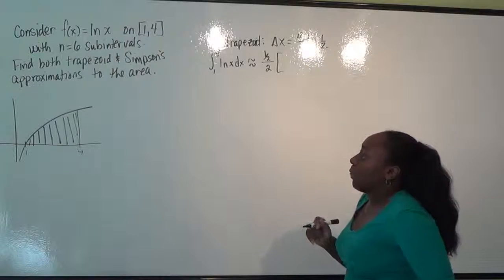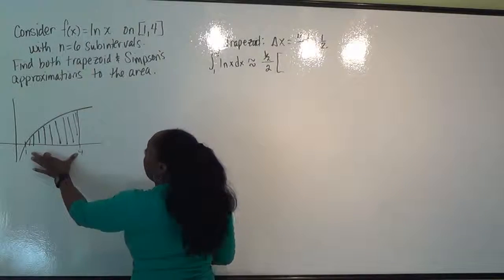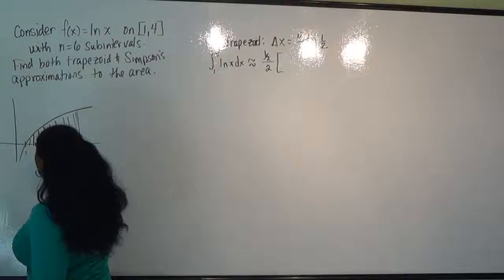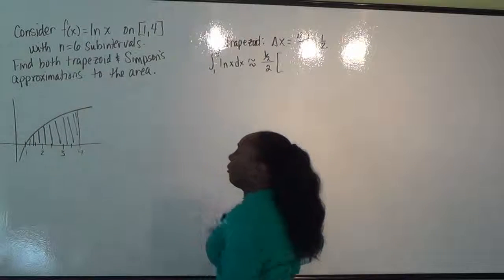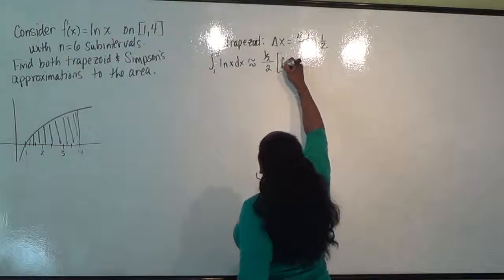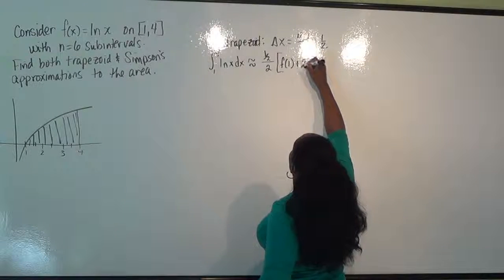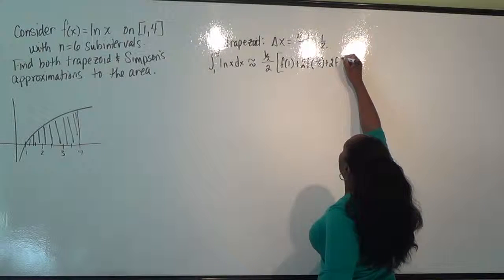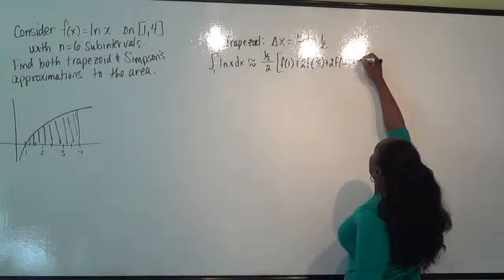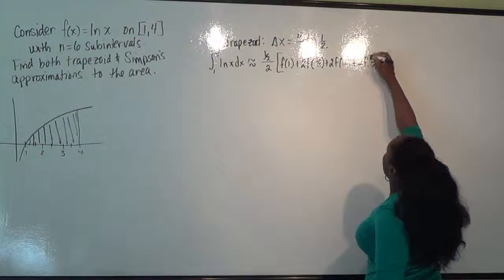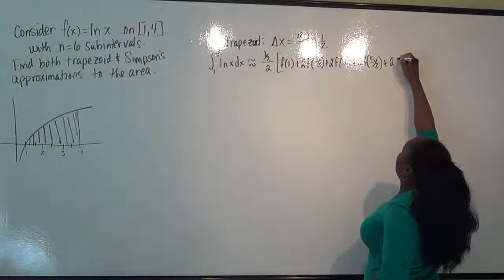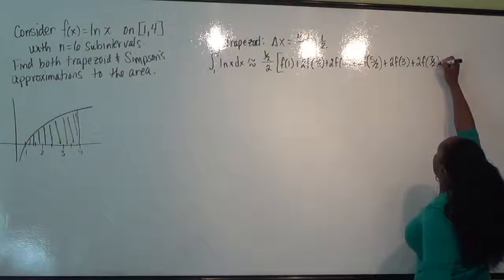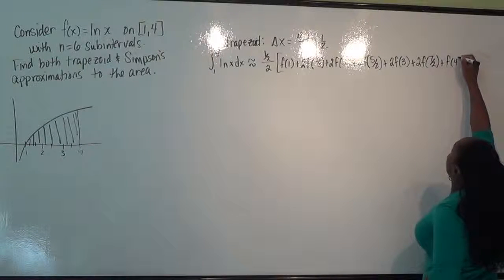Now we need to find those endpoints. Well, again, if I'm looking at 1 to 4 with 6 subintervals, you can think I'm looking at half a unit for each of them. So I'm going to start at f of 1, twice f of 3 halves, twice f of 2, twice f of 5 halves, twice f of 3, twice f of 7 halves, plus my f of 4.